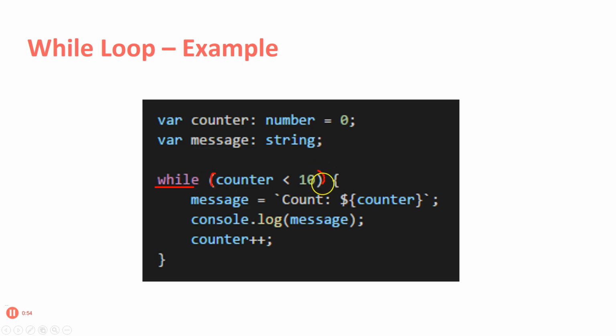While, open and close the bracket, and here I need to place some condition. So while counter is less than 10, then open a curly brace, close it here, and here enter the code which will be executed while this condition is true. So while counter is less than 10, what am I doing? I'm saying that the message is equal to count, and here making string interpolation. So I'm saying count, for example, with the value of the current counter, let's say 5.